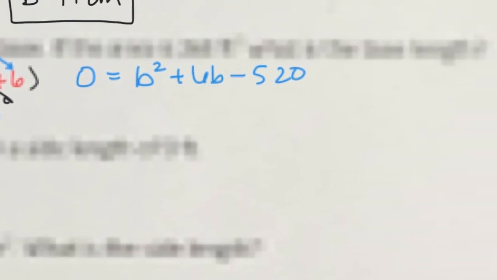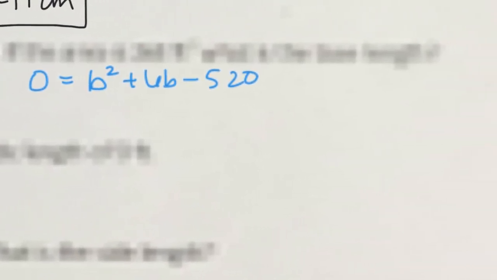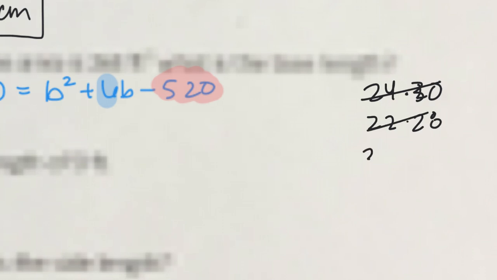Okay, factoring. When we're factoring this, I'm looking for numbers that multiply to give me 520 that are 6 units apart. What numbers multiply? So let's start with, I don't know, how about 24 and 30? Those are 6 apart. What's 24 times 30? Too much? Okay, 22 and 28, how about that? It's still too high. Okay, let's come down to 20 and 26. Is that it? Yeah. Wonderful.